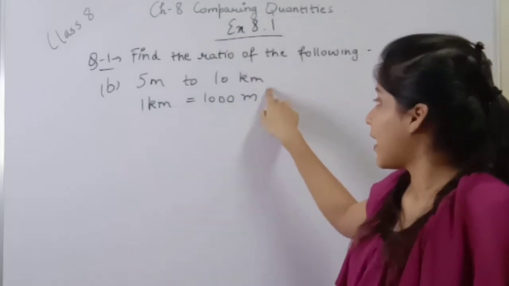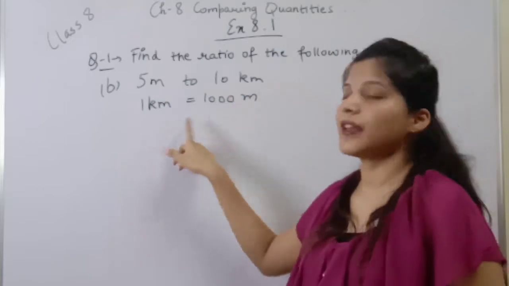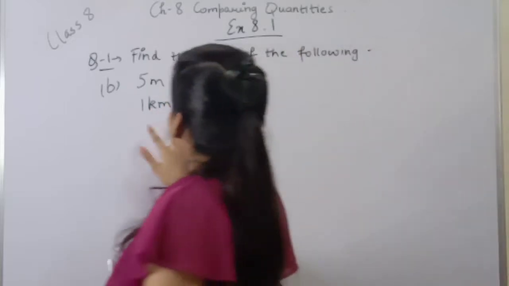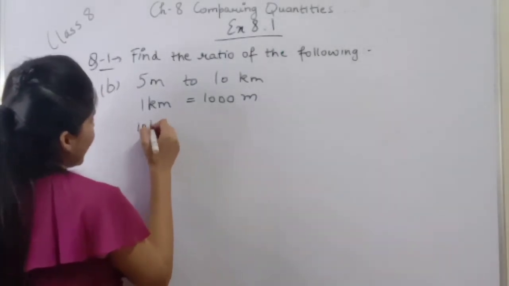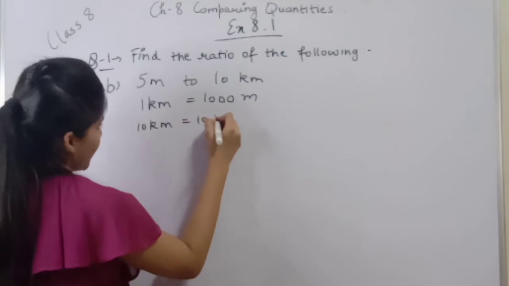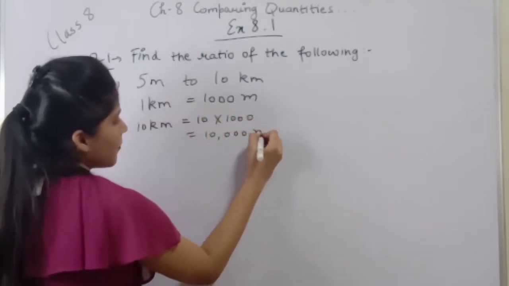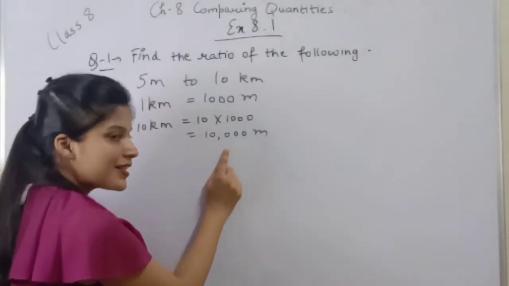प्रेफरेबल क्या होता है दैट हम किलोमीटर को मीटर में कन्वर्ट करें, ओके, एंड मीटर को एज इट इज रहने दें. सो 1 किलोमीटर इक्वल टू 1000 मीटर. सो 10 किलोमीटर इक्वल्स टू 10 into 1000 equals to 10,000 meter. Now one is 5 meter and the other one is 10,000 meter.